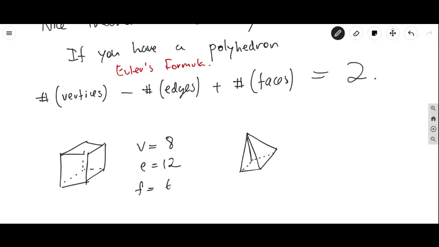A pyramid is not a Platonic solid because the base is a square, but the other faces are triangles, so they're not all the same. The number of vertices here is 5. The number of faces is 5. And the number of edges would be 1, 2, 3, 4, 5, 6, 7, 8. It's 8. So then you have 5 minus 8 plus 5, that's equal to 2 again. So that's Euler's formula. For a polyhedron, it always works.